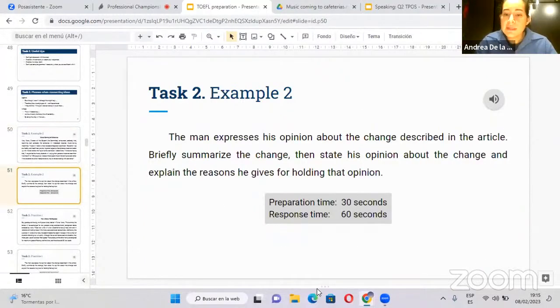Guys, so please, starting now, you're going to have 30 seconds to prepare your responses. You may start now.